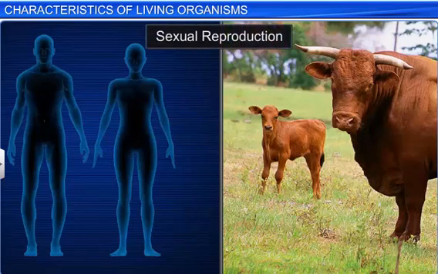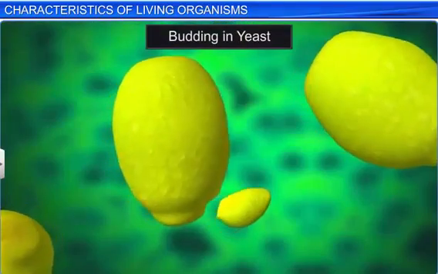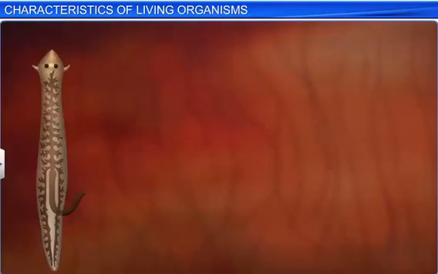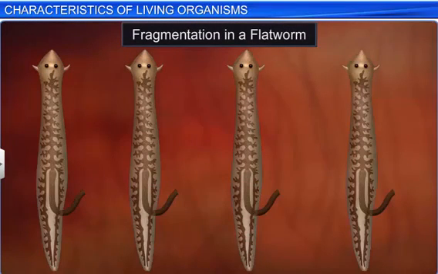Sexual reproduction can be seen in higher organisms like man and animals. Asexual reproduction can be seen in lower organisms through budding as seen in yeast, or through fragmentation as observed in flatworm.